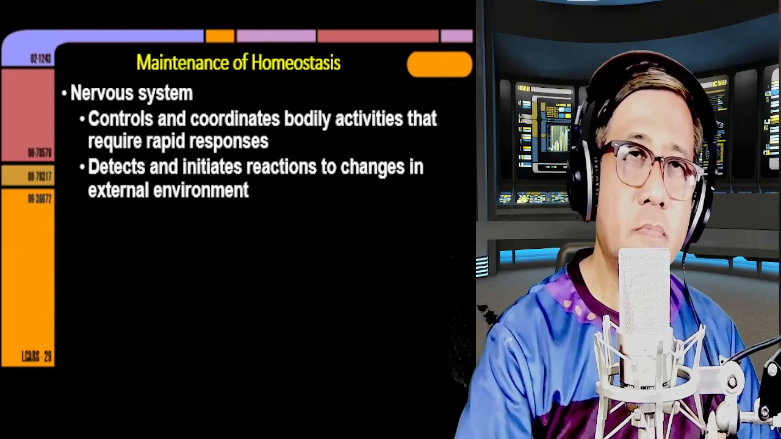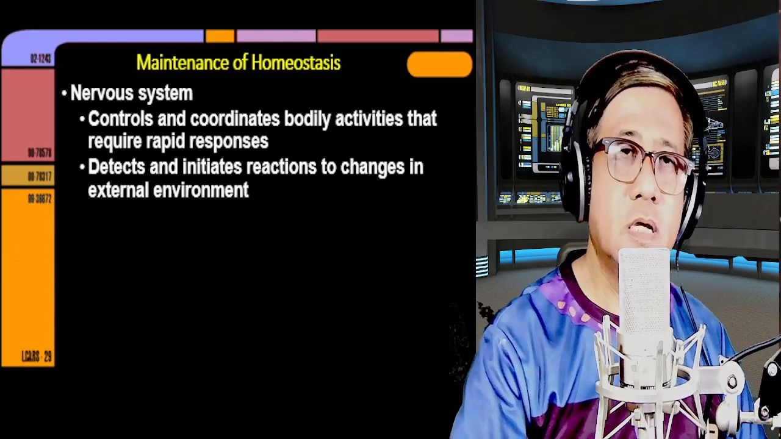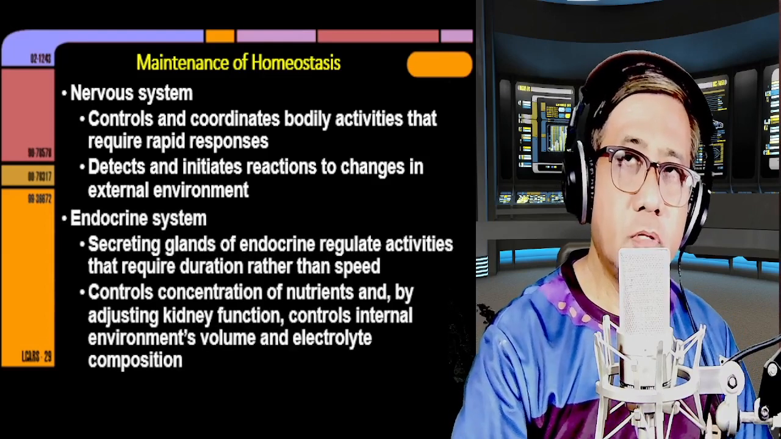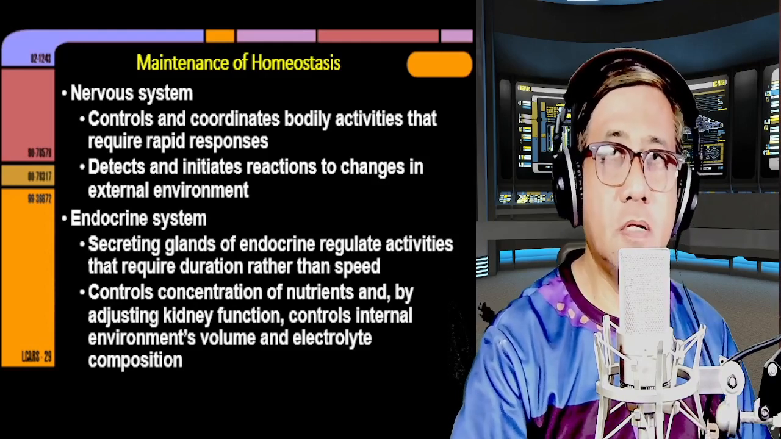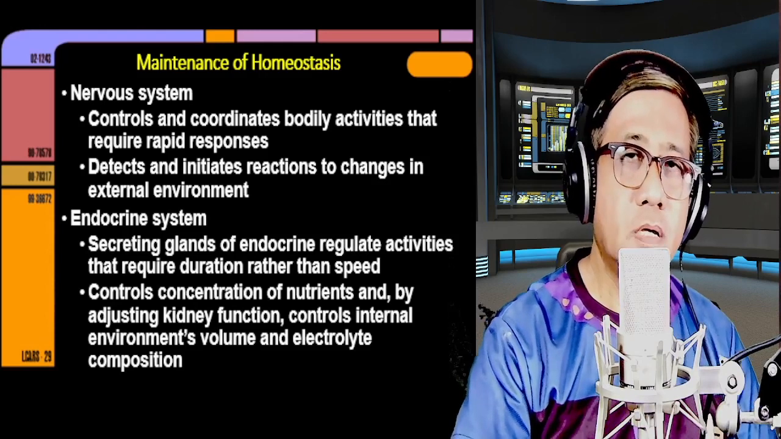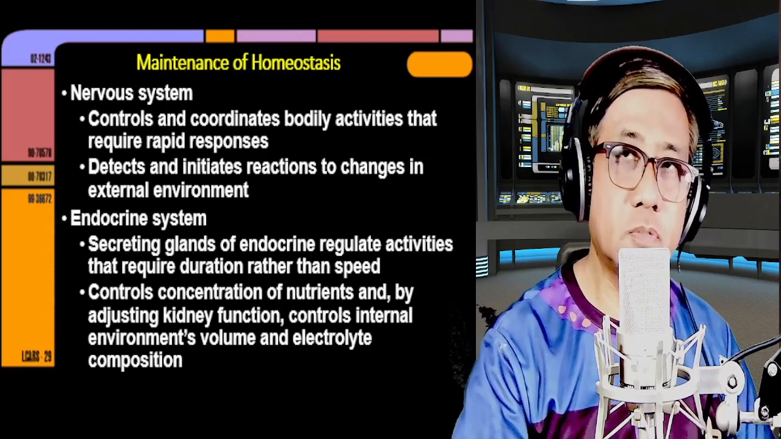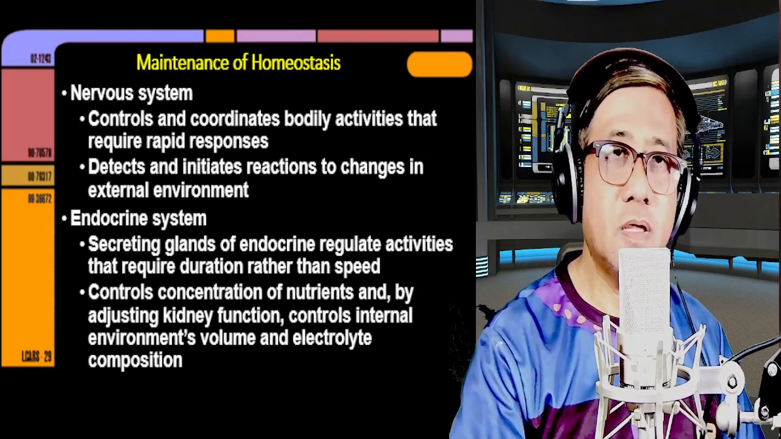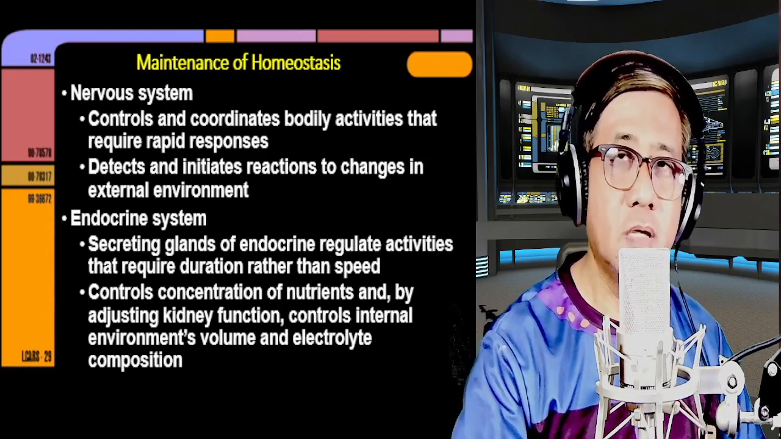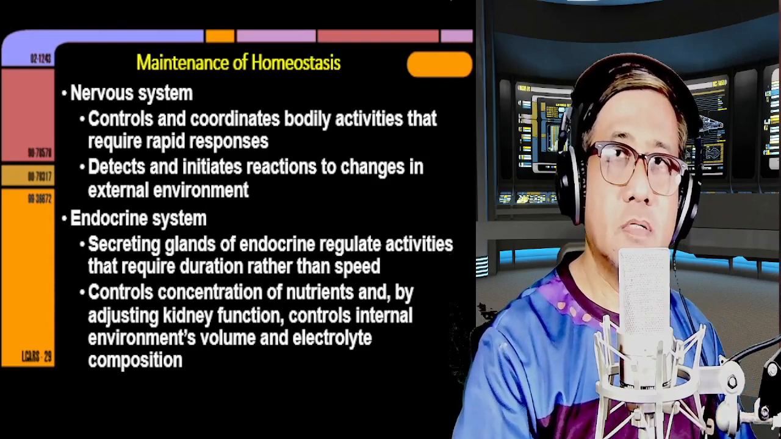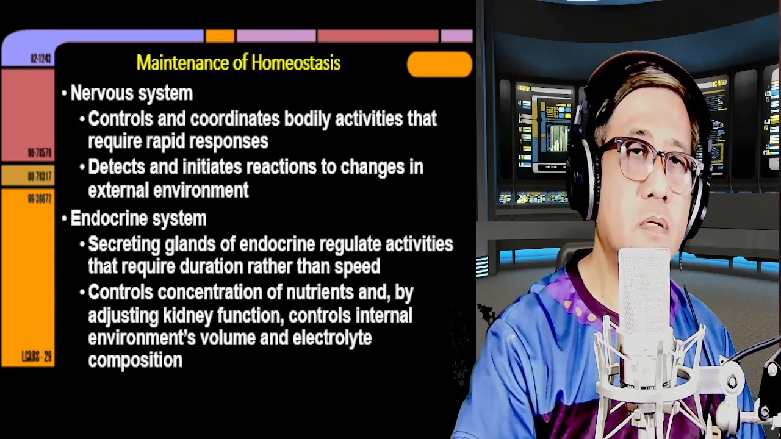That's why I mentioned here that our nervous system can detect and initiate fast reactions to changes in the external environment. Now for the endocrine system, this involves the secretion of glands. There are glands in our body that secrete hormones. And these hormones regulate activities that require duration rather than speed. The speed belongs to the nervous system, but the endocrine system is a bit slower, because these hormones must travel via the circulatory system and look for their target. So it's a little slower. It requires duration rather than speed.